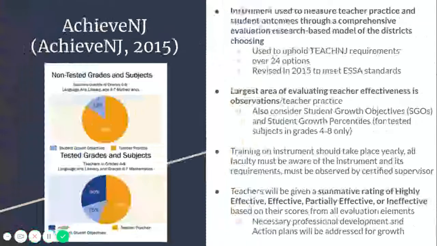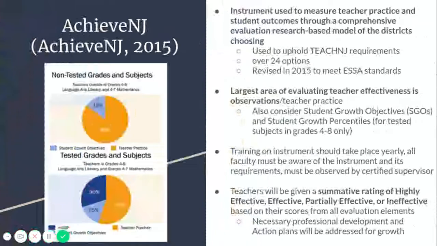The largest area, no matter what tool your district is using, is observations, right? A big component of this evaluation system is the use of student growth objectives and student growth percentiles. All grade levels and subject areas need to have student growth objectives, so some sort of pre-test and post-test and specific SGO to see that our students are meeting the standards that we are setting for them. However, in grades 4 through 8, in language arts literacy and mathematics, there is also a requirement for student growth percentiles, and your principals will go over that in more detail with you.